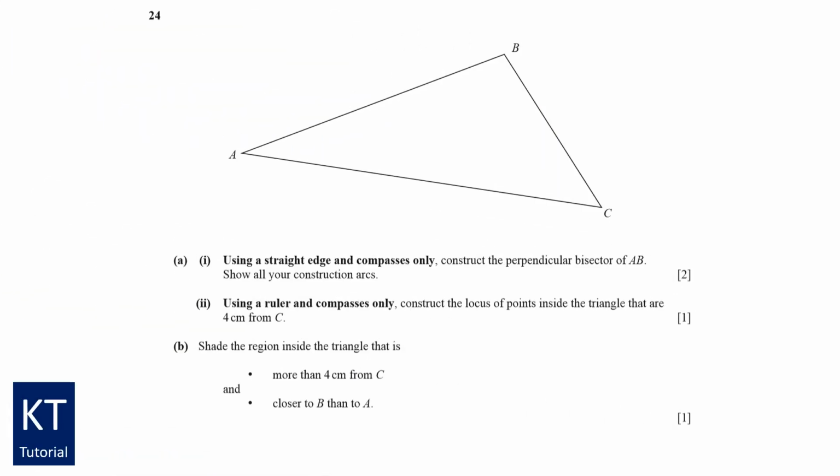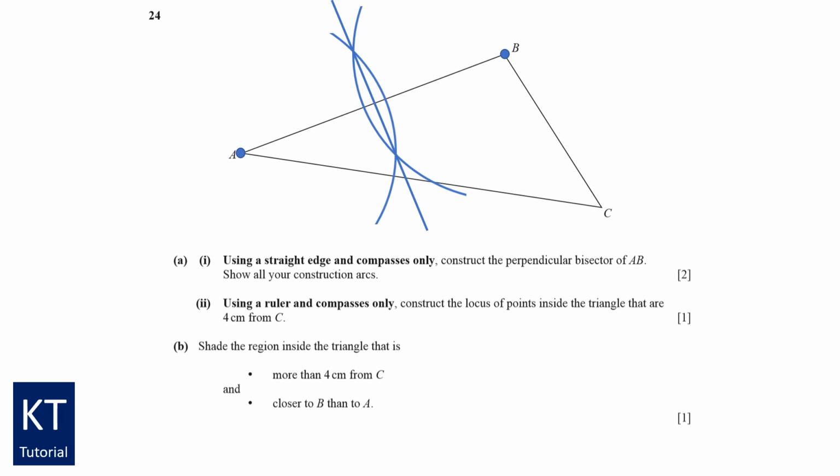Question 24. Using a straight edge and compasses only, construct the perpendicular bisector of AB. Show all your construction arcs. Start by having the compass open at a bit more than half the distance between AB. Next, scribe the arc from A and B respectively. Then a line can be drawn cutting through the intersects of these two arcs.